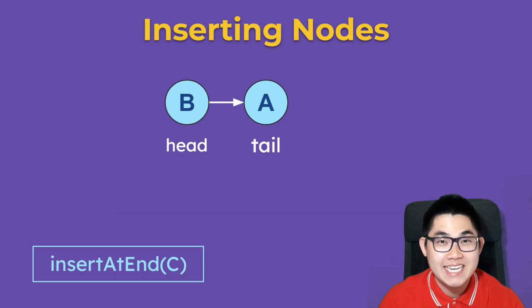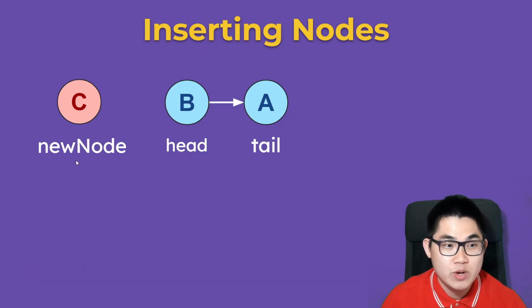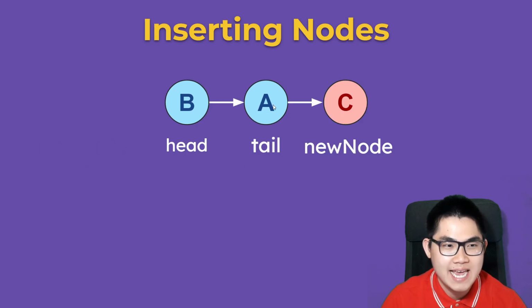Let's cover the second case for insertion, which is inserting nodes at the end of the list. So here is our current list, and we want to insert at the end with the value C. The first step is to create the new node, and then the second step is simply to point the tail, or connect the tail, to the new node. The third step is to make this one the new tail.